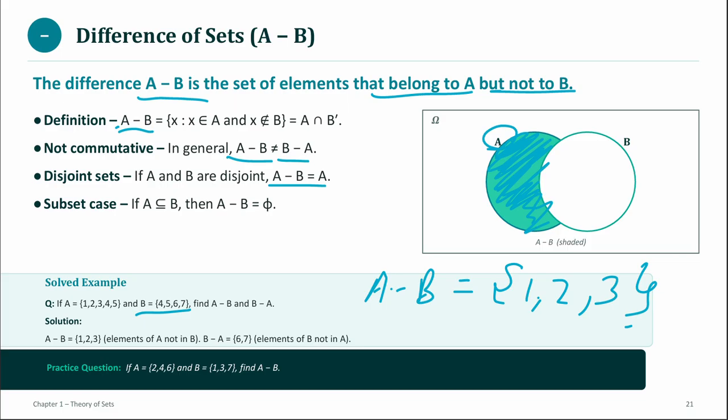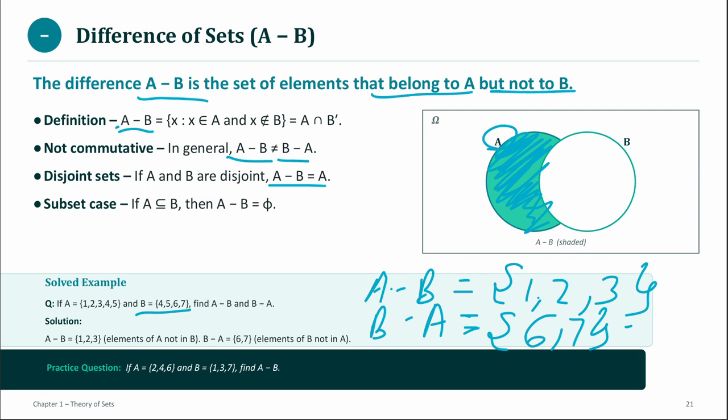Okay, and now if you want to find B minus A, then we have seen that 4 and 5 lie in A as well. So we are not going to include 4 and 5. We are just going to write 6 and 7. Fine. These are elements of B, not in A.